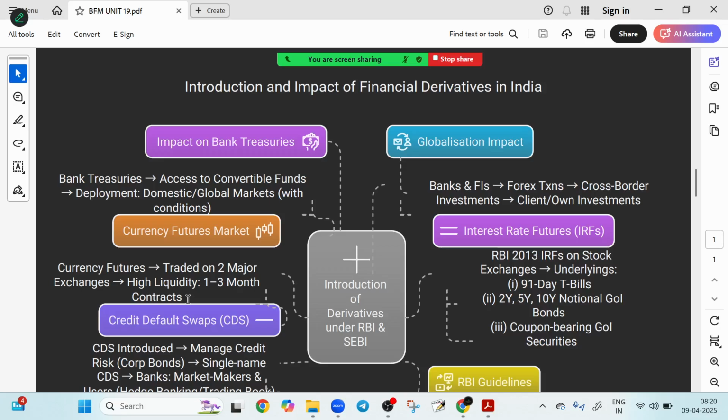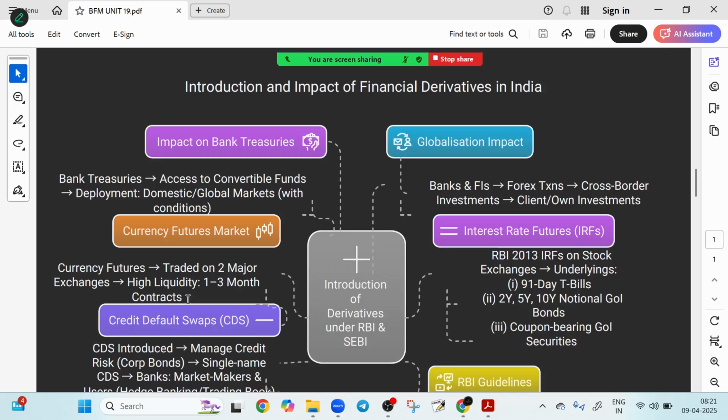Let's go through. So friends, financial derivatives have transformed the Indian financial landscape. Once considered complex, today they are crucial tools for managing risk, enhancing liquidity, and boosting global connectivity. Let's break them down in their introduction and impact under the regulatory vision of RBI and SEBI.